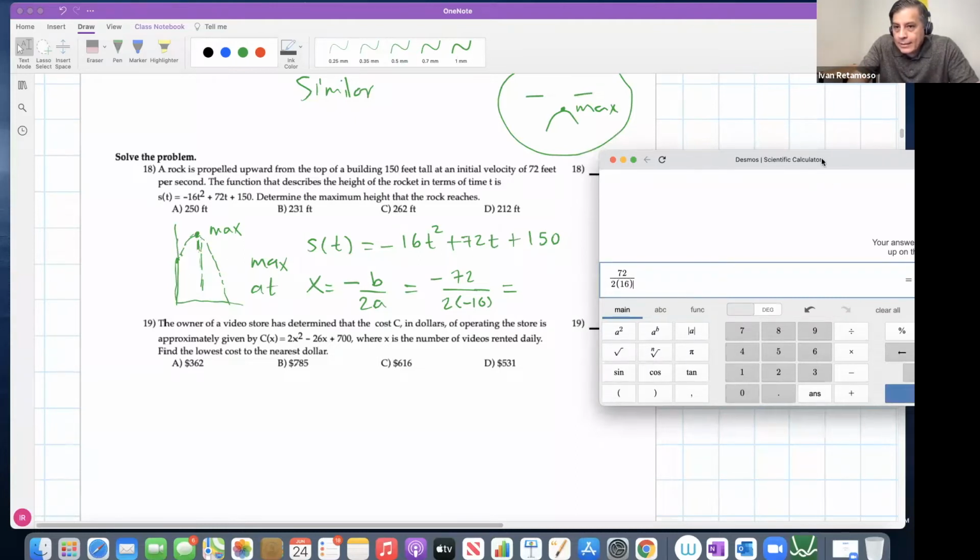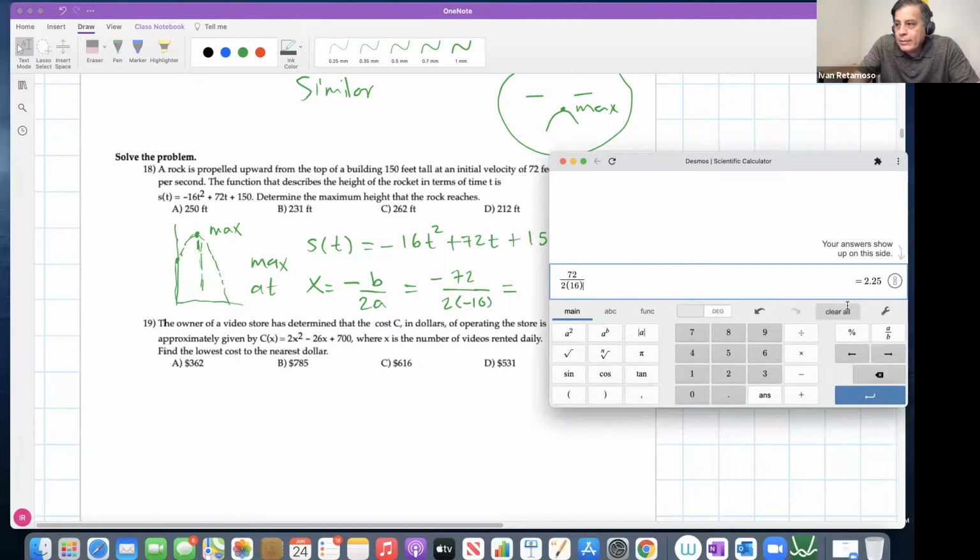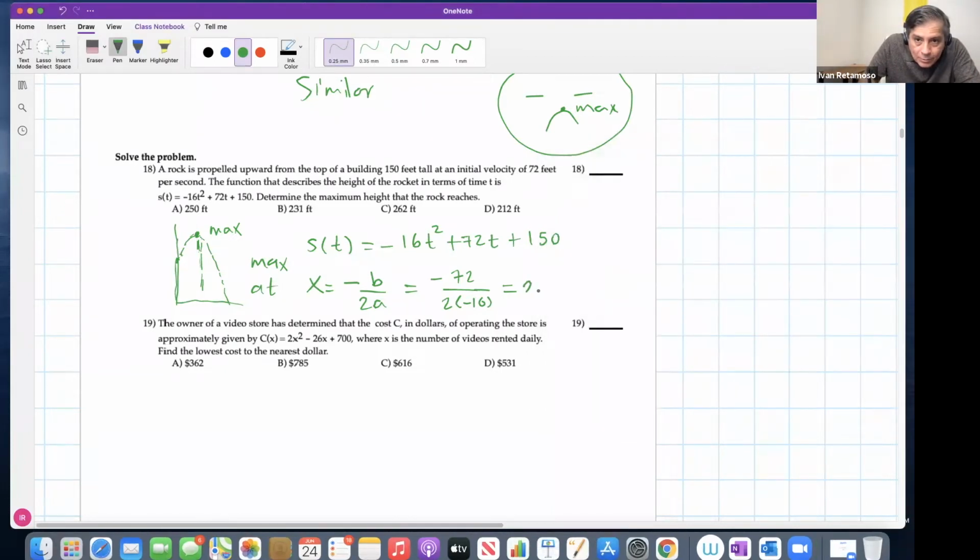And I get this value, 2.25. This is telling me that at 2.25 seconds, the maximization will happen. This is 2.25, right? But they don't want the time at which the maximum value happens. They want the actual maximum height, right? So we're gonna evaluate this guy, right?